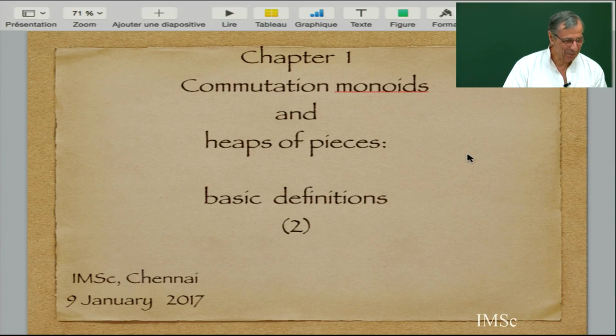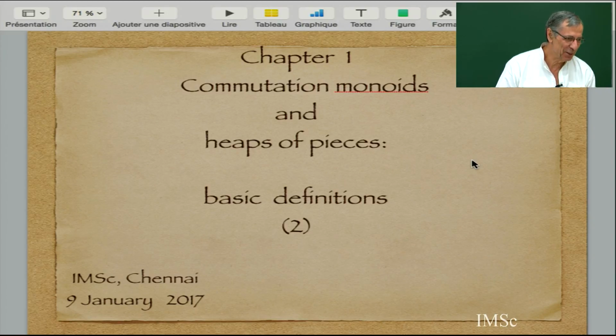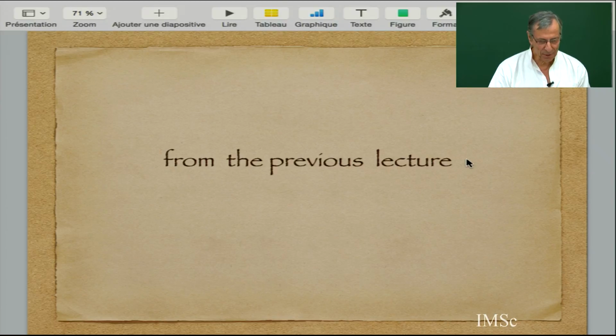Chapter 1 is about basic definitions on commutation monoids and heaps of pieces. So I just remind you what I have done in the first lecture, a brief summary of the previous lecture.